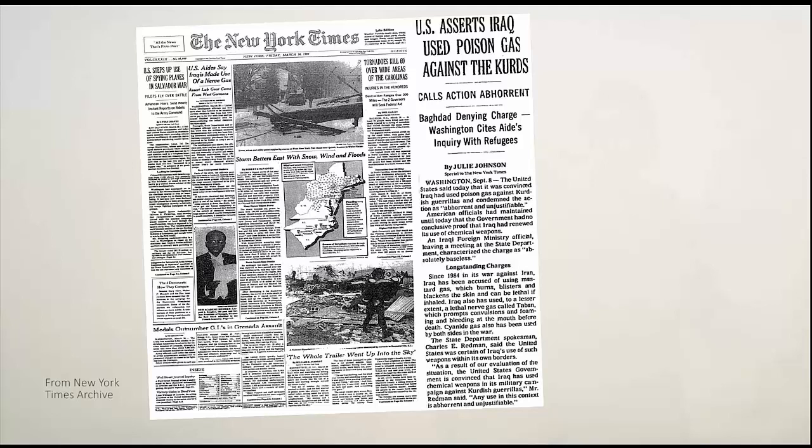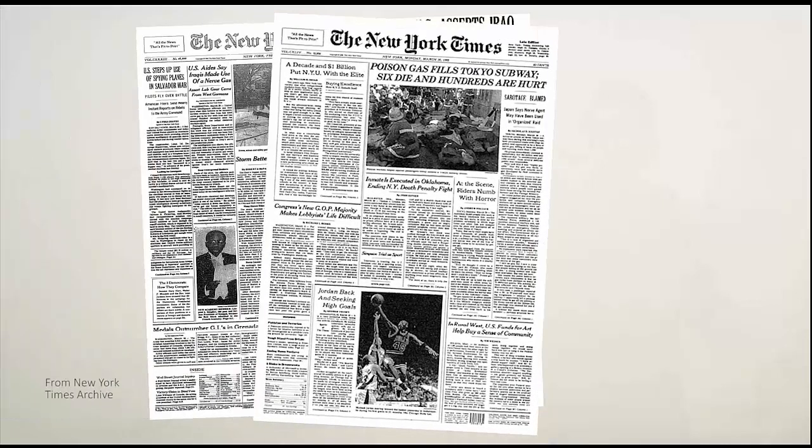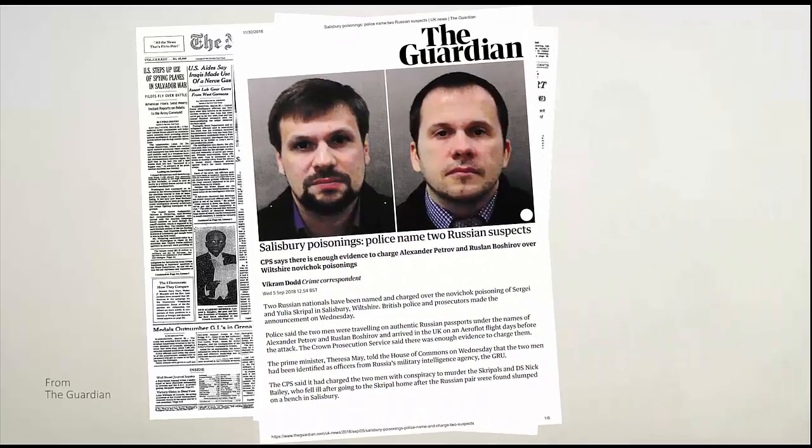Thousands of people were killed and even more were injured. In 1995, homemade sarin gas was used in a terrorist attack on the Tokyo subway. 13 people were killed and over 5,000 were injured. Most recently, the nerve agent Novichok was used in an assassination attempt on Sergei and Yulia Skripal.